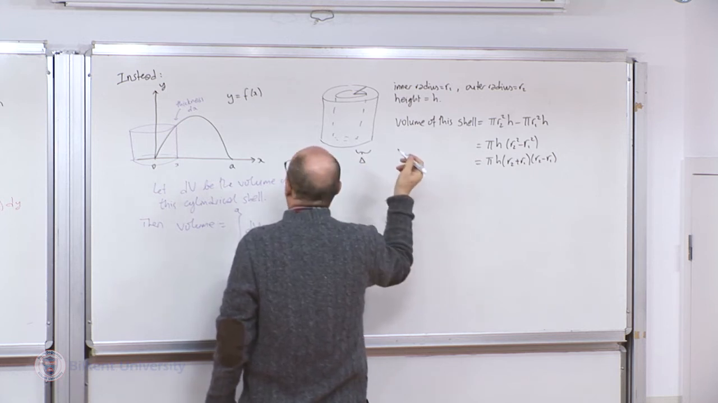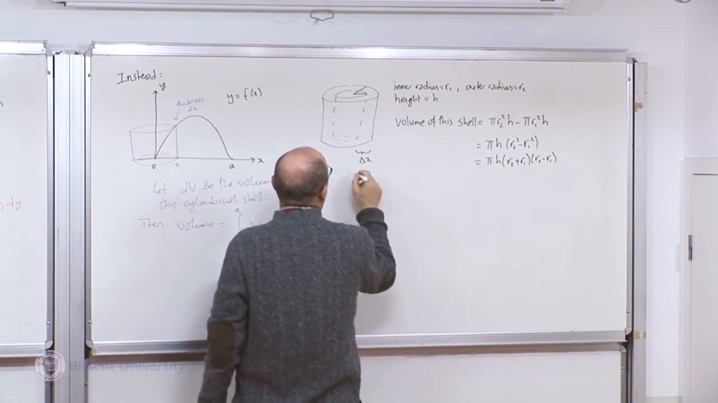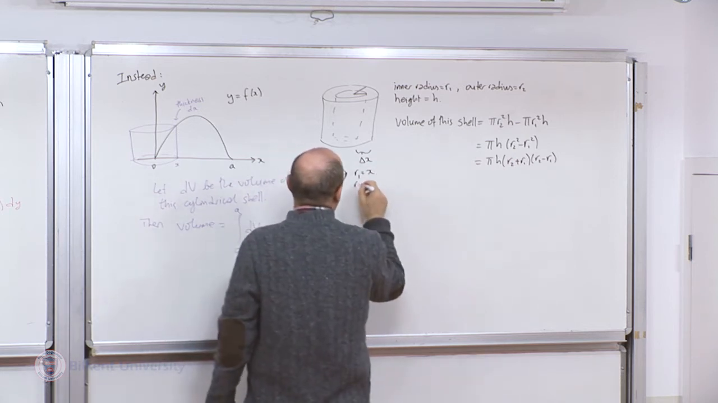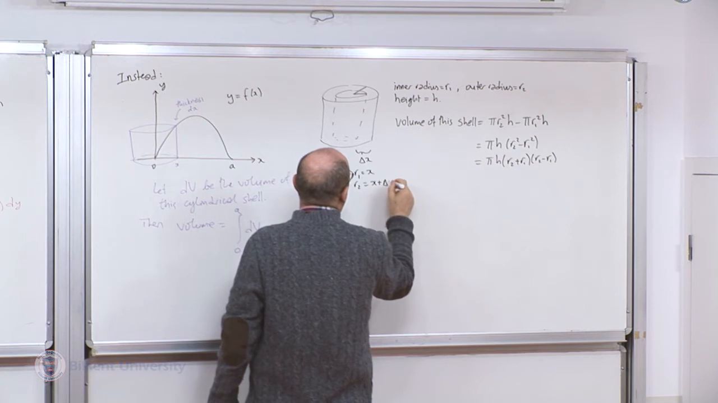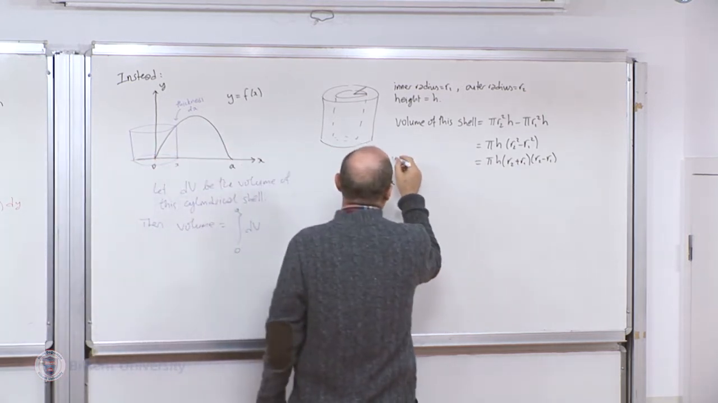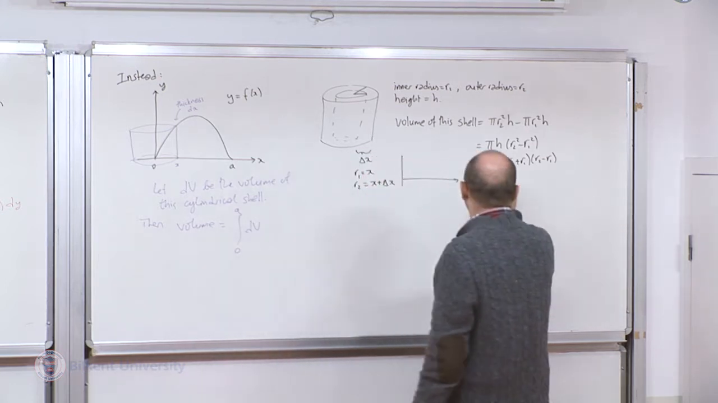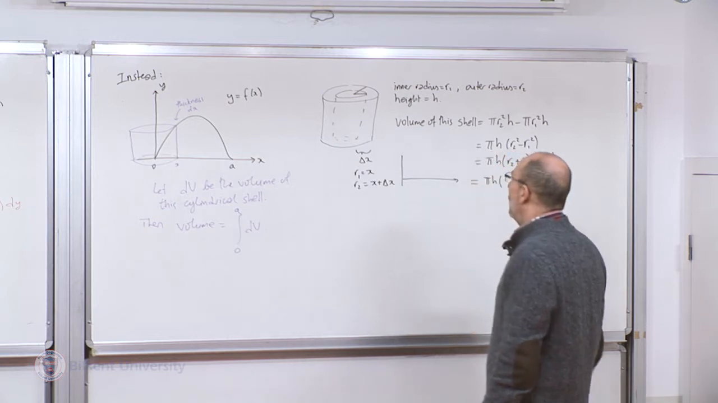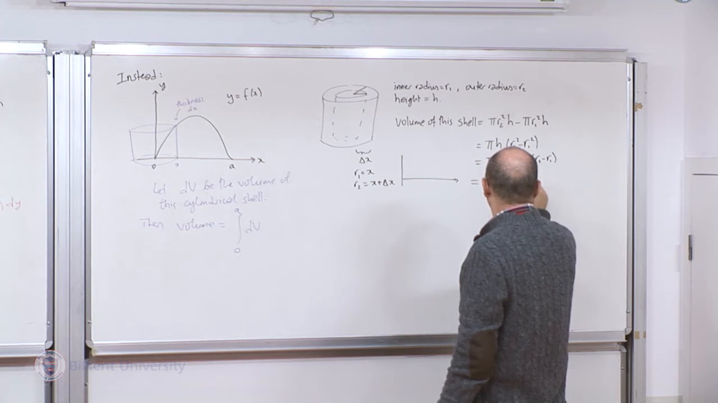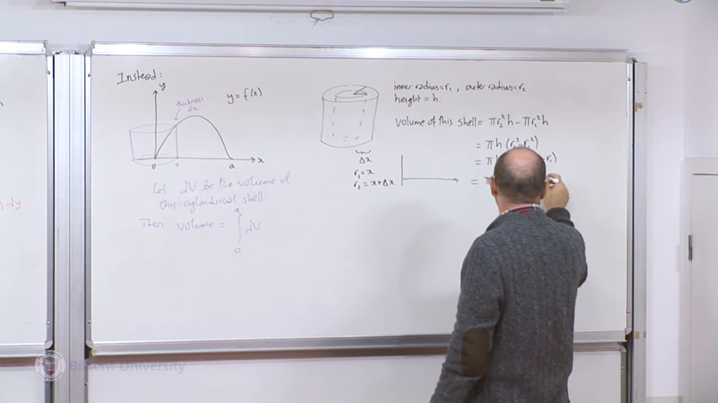Let's give it a name. Let's call this delta x, and let's call r1 x. Then r2 is x plus delta x. So let us put this into here. Let us take this and implement it over here. So I have pi h. R1 plus R2 is 2x plus delta x. R2 minus R1 is delta x.